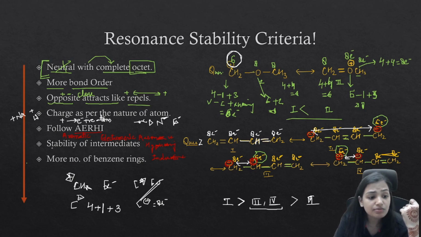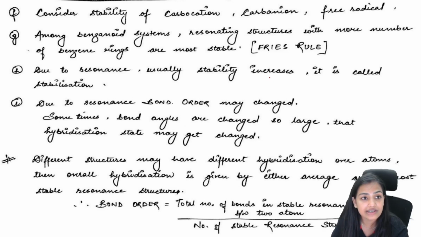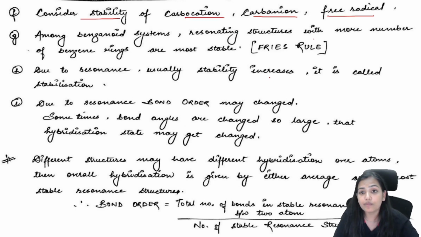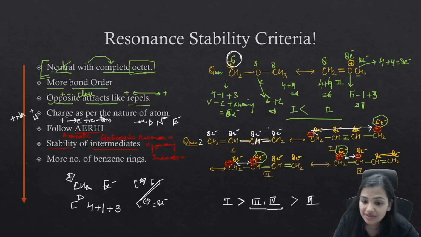But if you come to the next point, that is the stability of intermediates. You know what intermediates are? Intermediates are carbocations, carbanions and radicals. So we have to consider the stability of the carbocation, carbanion and the free radicals. If we obey the stability of the reaction intermediates, then we will be able to solve the question. Now let's come to the question.